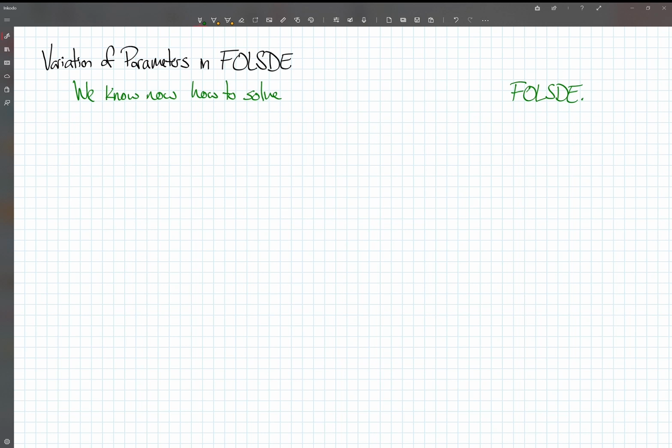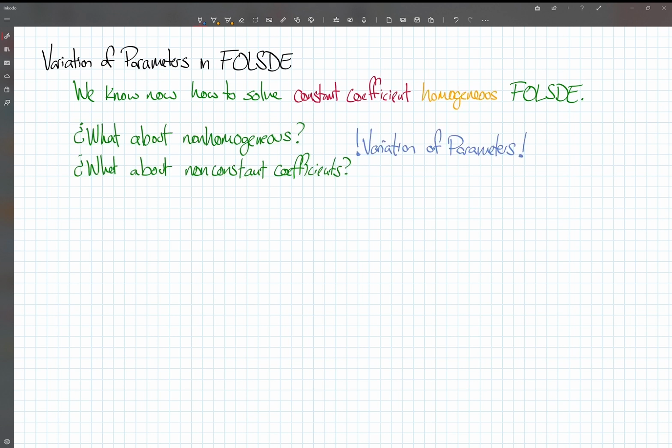So far, we've seen how to solve some FOLSDEs, but not all FOLSDEs. Which ones? Only the constant coefficient homogeneous FOLSDEs. In order to handle the non-homogeneous and/or the non-constant coefficient case, we're going to adopt an approach that's basically just taking variation of parameters and putting it in vector form.